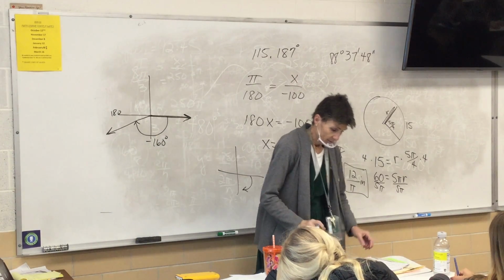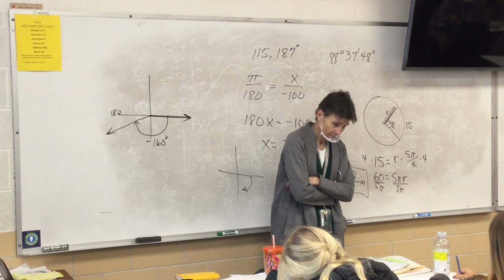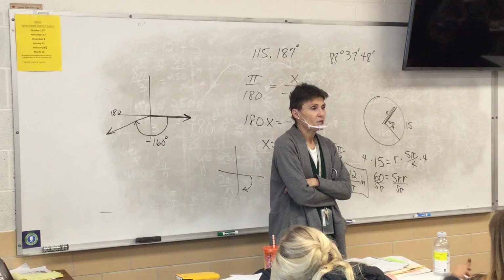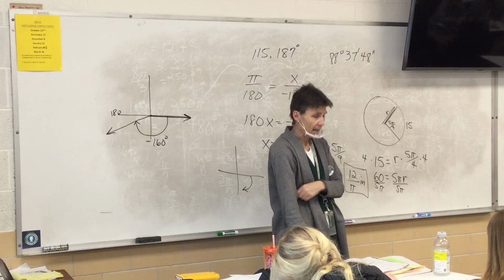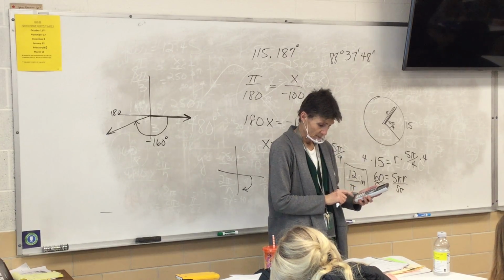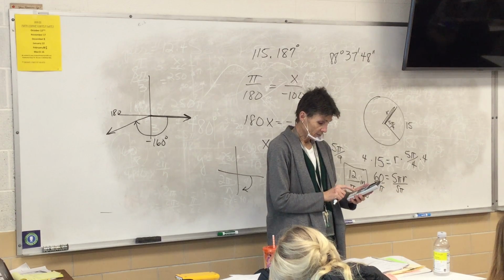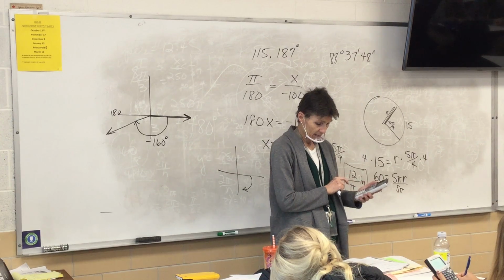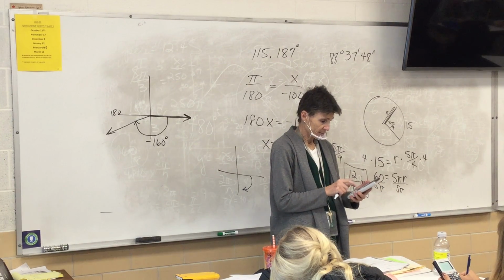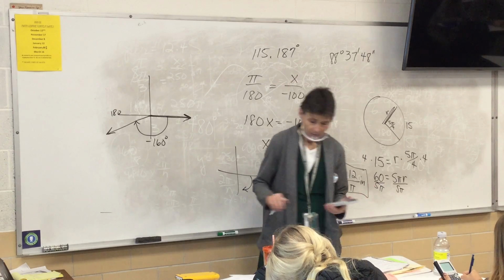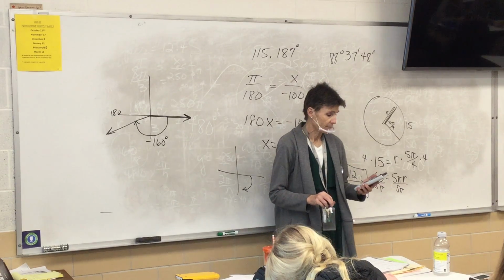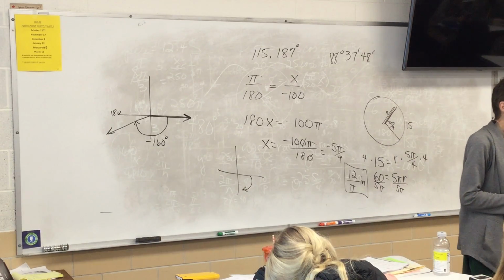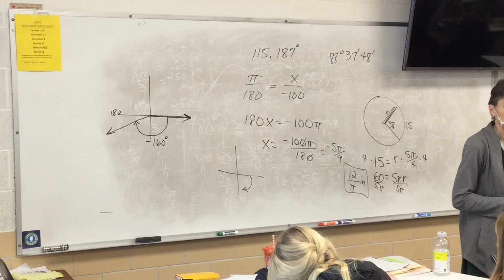Okay. Number four. The other number four. How do we change it into degrees, minutes, seconds? Abby told us just a minute ago. Type in your angle and then what? Second angle, DMS. 142 degrees, 43 minutes, and 48 seconds. Is that what you got?